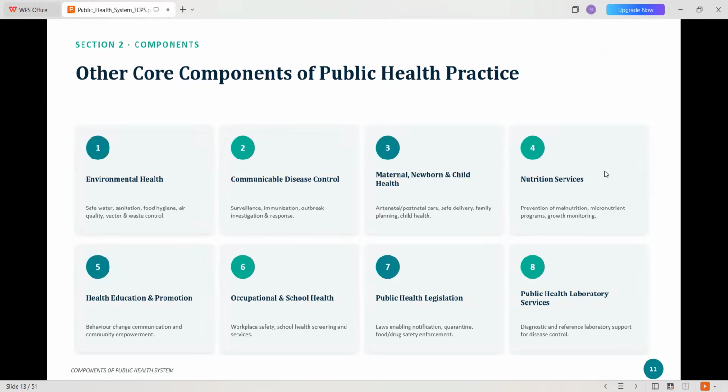Other core components of public health practice include environmental health, communicable disease control, maternal and child health, nutrition services, health education and promotion, occupational health, school health, public health legislation, and public health laboratory services.